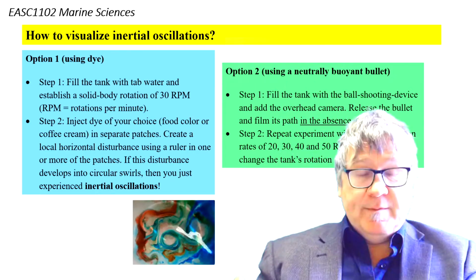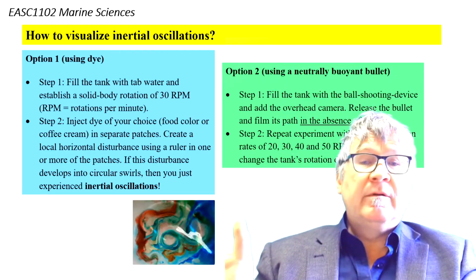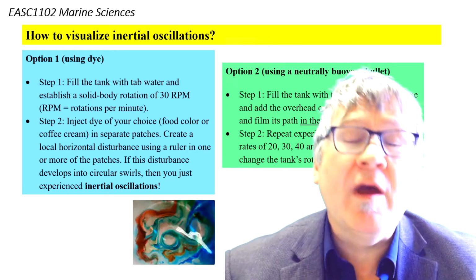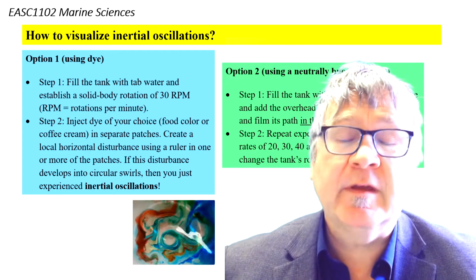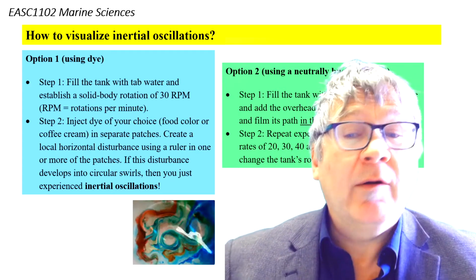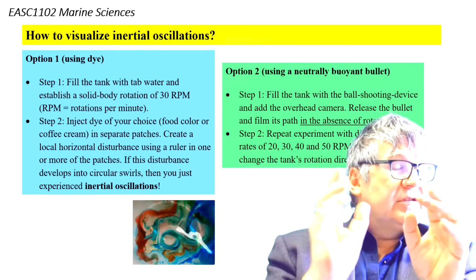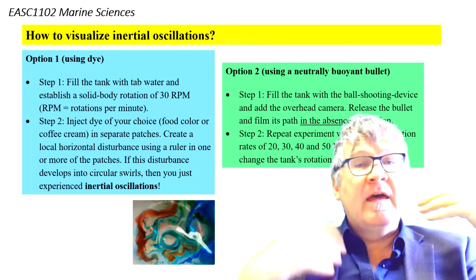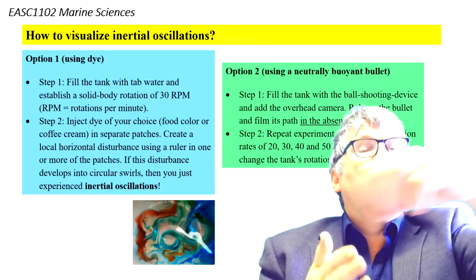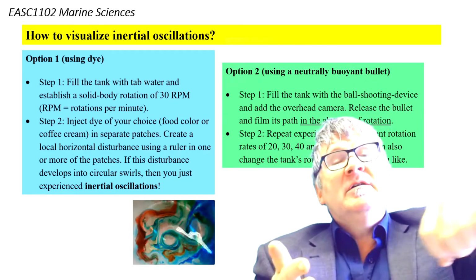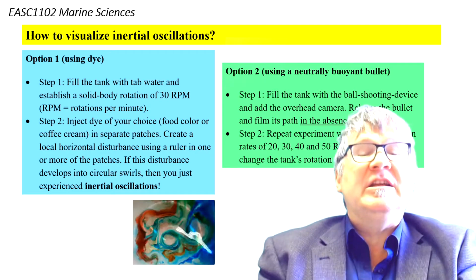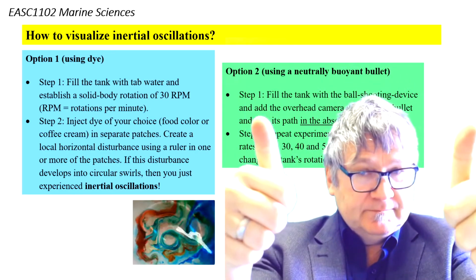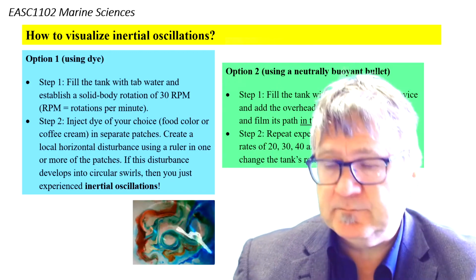For all experiments, it is very important that you have that solid body rotation first before you do anything else. All right, so you use dye, or you use this bullet device, and you film from above. And then whenever you see some circular path, circular swirls or so, that's actually inertial oscillations. Hooray! And that's one thing to do.